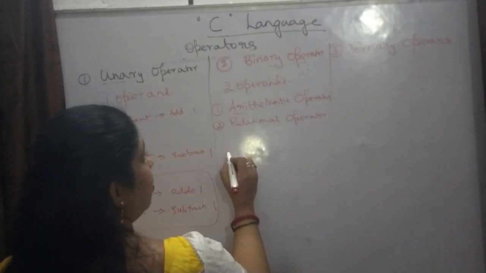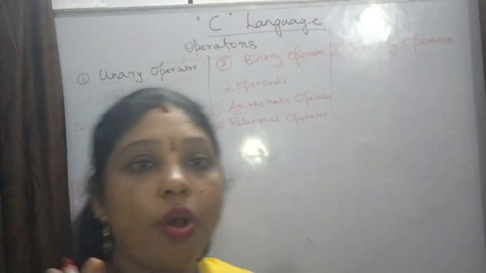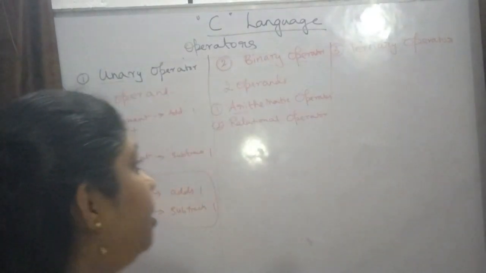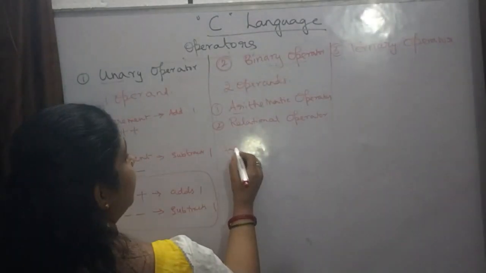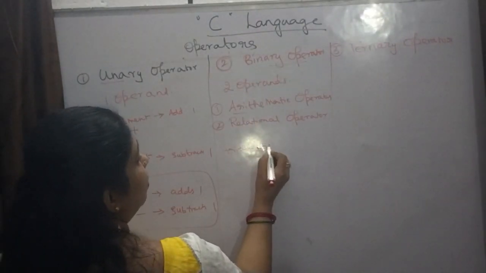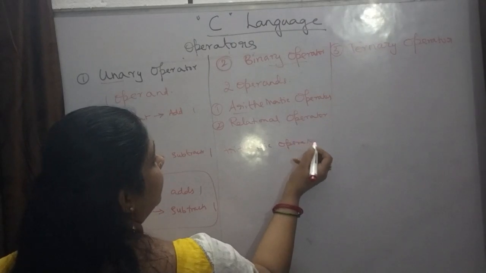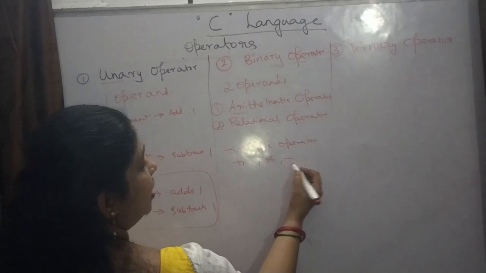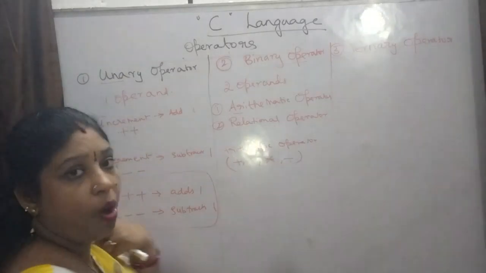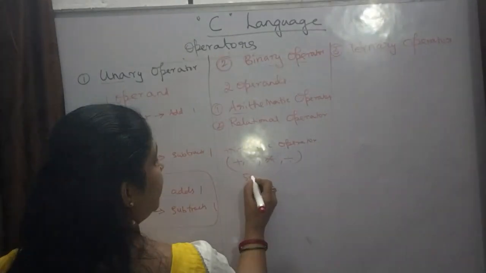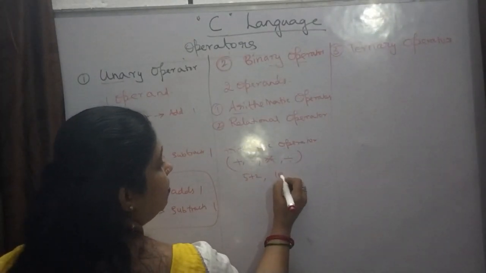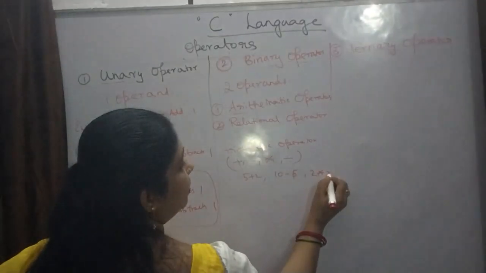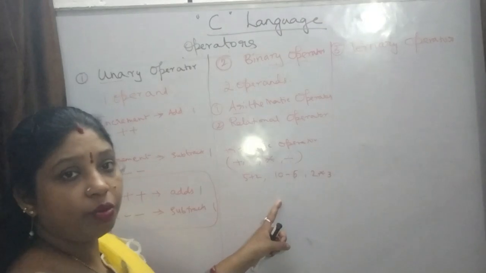Under arithmetic operators, arithmetic means all mathematical arithmetic operations will be done. That is plus, minus, multiplication, division, all those things come under this arithmetic operator. For example, 5 plus 2, 10 minus 5, 2 multiplied by 3. So these types of operators are used in this.